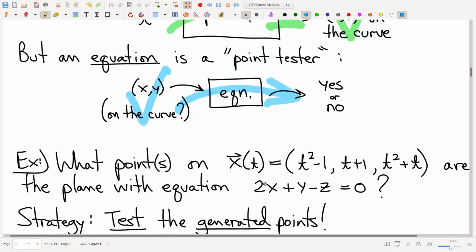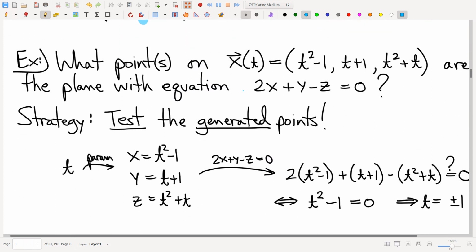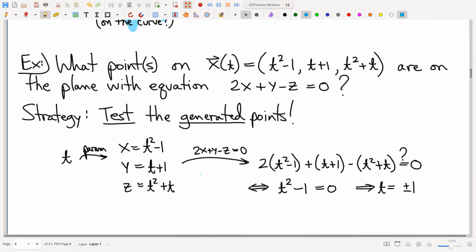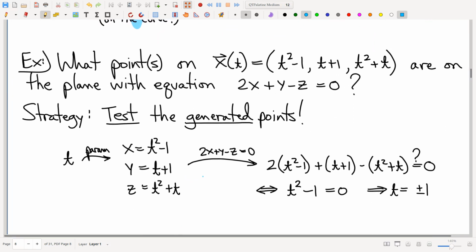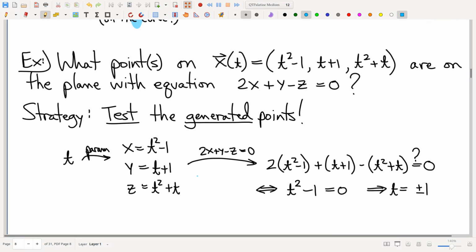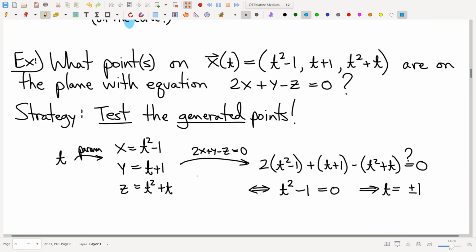Okay, so here's a great example of how we can capitalize on this observation. We'll look at this example here, and I'm fairly sure I recall that there's at least one homework exercise that's kind of along these lines. What's the intersection of this parametric curve with that plane? Just looking for the points that are on both.